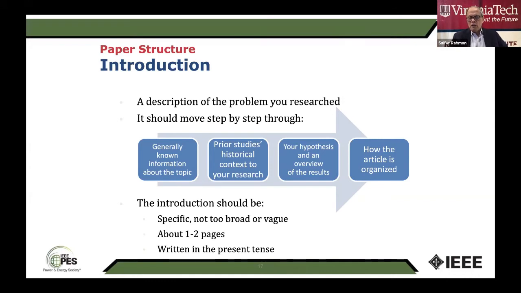Next box, your hypothesis and an overview of the results. You should include this in the introduction. What results did you get? Not all of it, part of it. And then how the article is organized. It has an abstract, introduction, methodology, results, discussion, conclusion, references. Say that.